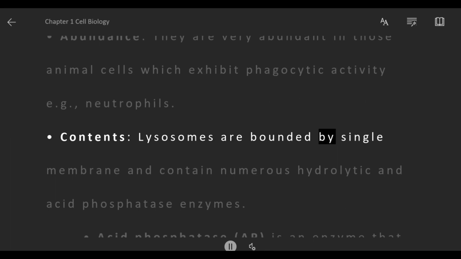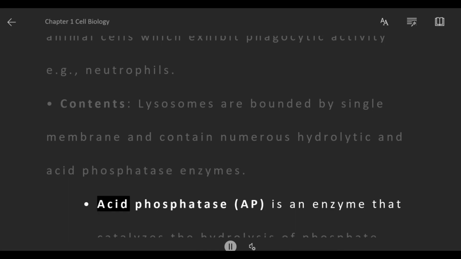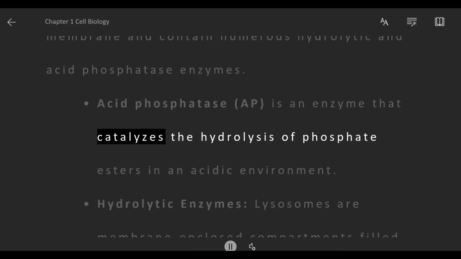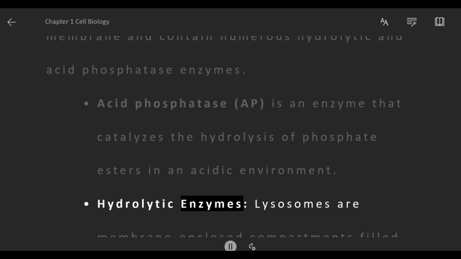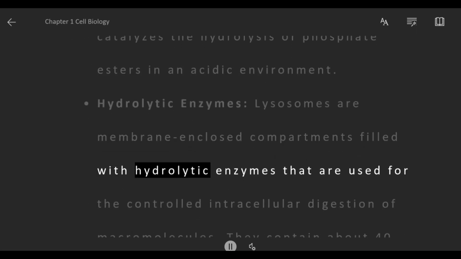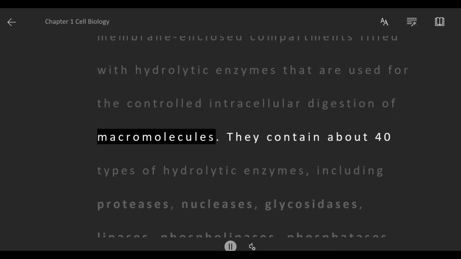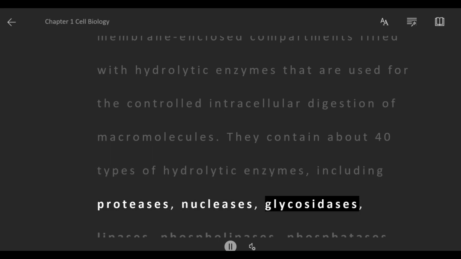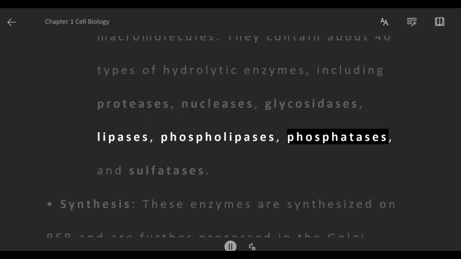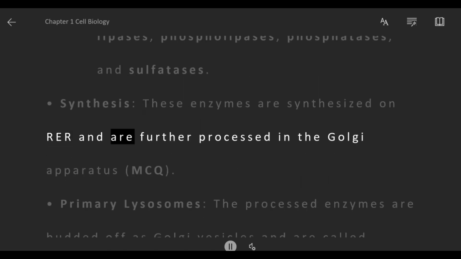Contents. Lysosomes are bounded by a single membrane and contain numerous hydrolytic and acid phosphatase enzymes. Acid phosphatase, AP, is an enzyme that catalyzes the hydrolysis of phosphate esters in an acidic environment. Hydrolytic enzymes. Lysosomes are membrane-enclosed compartments filled with hydrolytic enzymes that are used for the controlled intracellular digestion of macromolecules. They contain about 40 types of hydrolytic enzymes, including proteases, nucleases, glycosidases, lipases, phospholipases, phosphatases, and sulfatases. Synthesis. These enzymes are synthesized on RER and are further processed in the Golgi apparatus.